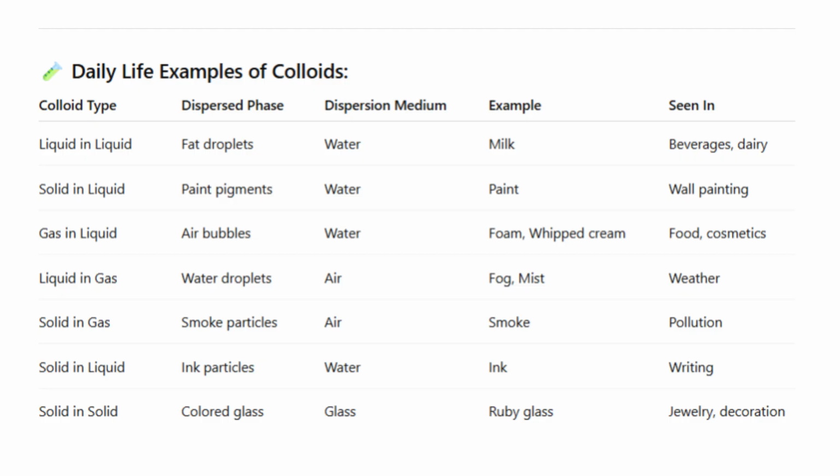These colloids are part of our everyday surroundings, from food and weather to paints and perfumes. Their special property: the particles never settle, and they often show the Tyndall effect, making them unique and useful in science and life.